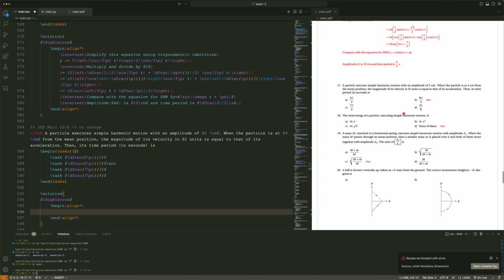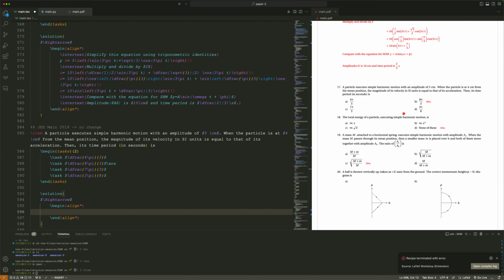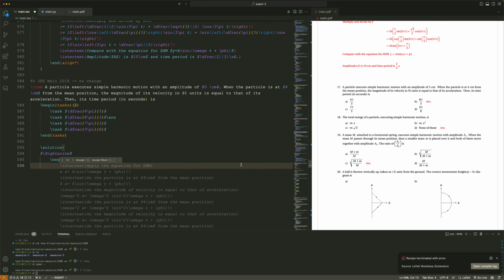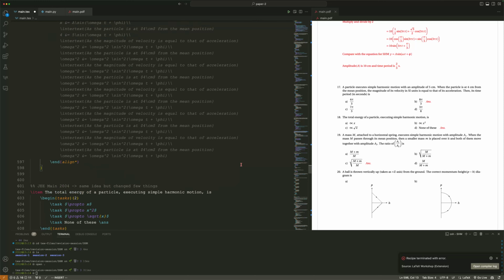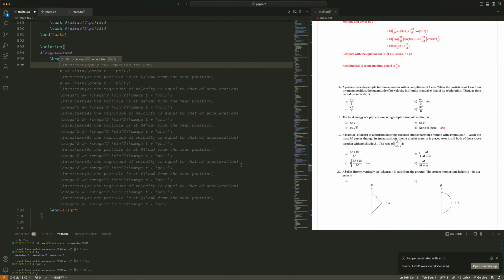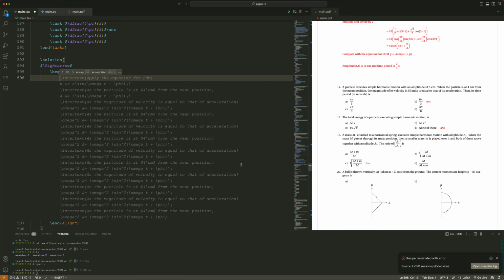What is 17? A particle moves with simple harmonic motion with an amplitude of 5 centimeter. When the particle is at 4 centimeter from the mean position, the magnitude of its velocity in SI unit is equal to that of its acceleration. Then the time period is... I think it's too big, but I don't know, is it correct? Let's continue with the suggestion first, then we can see.